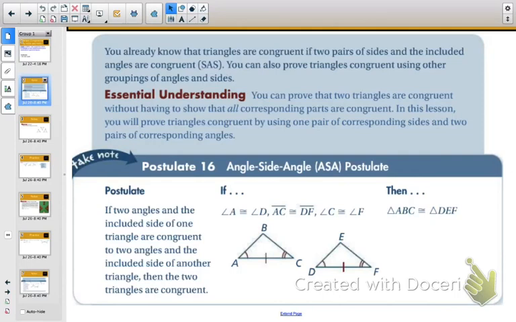So for example, we have angle A here, angle C here. We know those are congruent to angle D and angle F, respectively. And then we have that side AC and DF, and those two sides are in between those two angles. So we do have angle, side, angle. If we have angle, side, angle, then we know that everything else is congruent, so the two triangles are the same size and same shape. Okay, so you can add that to your list of postulates: SSS, SAS, and now ASA.